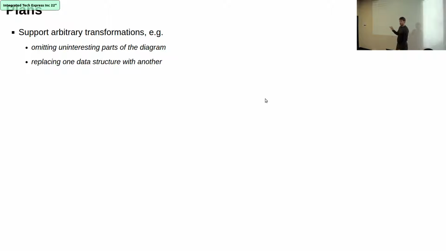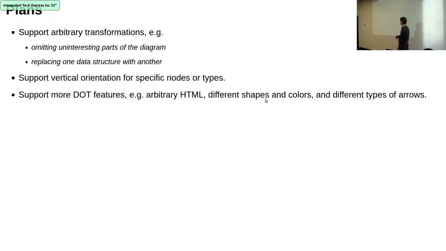And sometimes you want to replace one data structure with another. And then dot has a lot of other features like vertical orientation, which might be nice for some records or all records. And then you can display arbitrary HTML, et cetera. So it would be nice to do just a little bit more support for the rest of dot. But even as it is, it's quite useful.